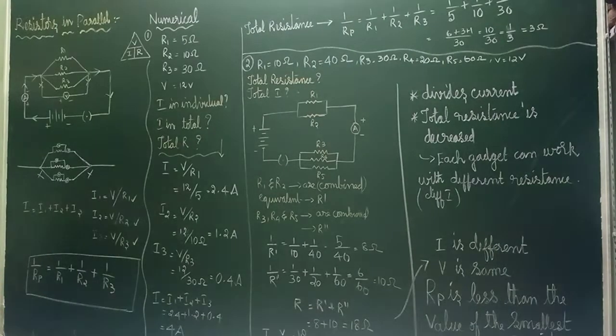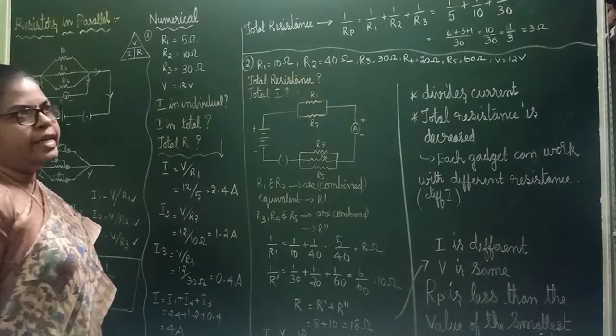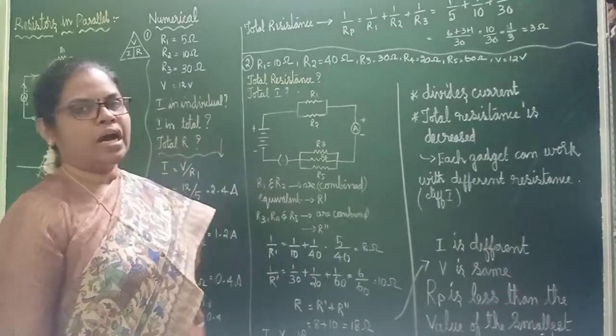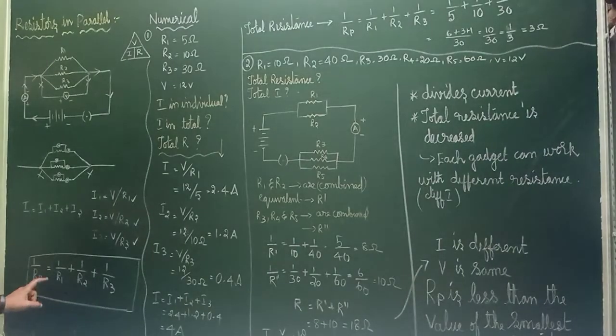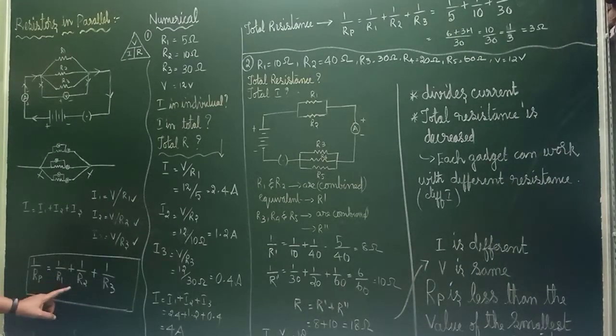So the formula tells that equivalent resistance is, this is important, 1 by Rp is equal to 1 by R1 plus 1 by R2 plus 1 by R3. Okay, it's very easy compared to that. So this is also easy. 1 by Rp is the equivalent resistance, no? When resistors are connected in parallel, 1 by Rp is equal to 1 by R1 plus 1 by R2 plus 1 by R3.